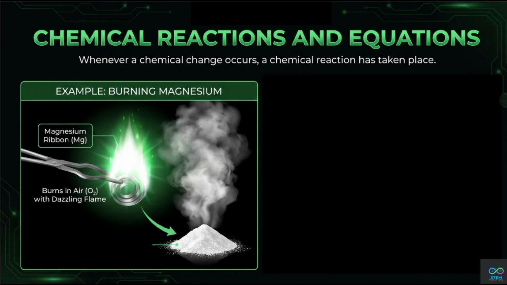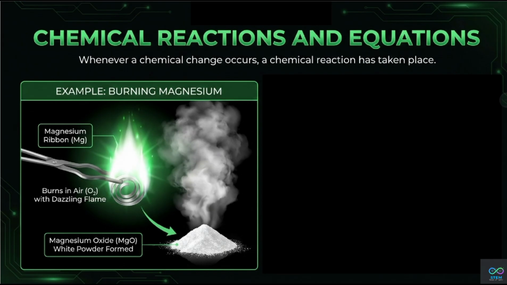When a magnesium ribbon is heated, it burns in air with a dazzling white flame to form a white powder called magnesium oxide. Actually, on heating, magnesium combines with oxygen present in air to form magnesium oxide. The burning of magnesium in air to form magnesium oxide is an example of a chemical reaction.